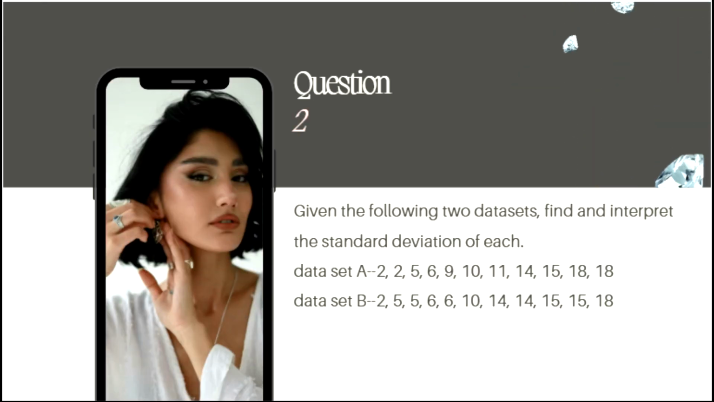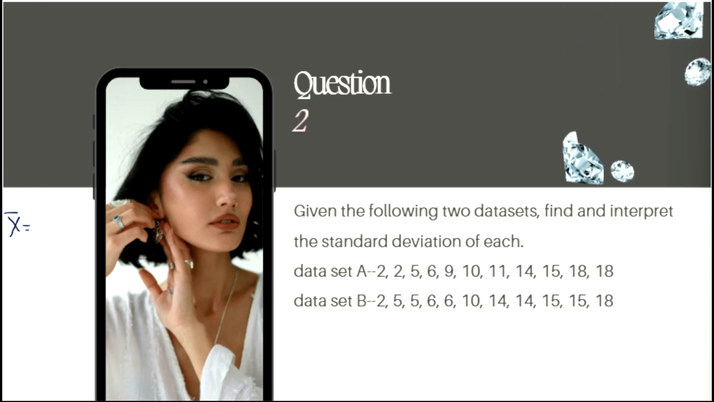Given the following 2 data sets, find and interpret the standard deviation of each. So for this one, we have to do all of the steps again. First, we need to find the mean for each of these. So here's the mean for data set A.